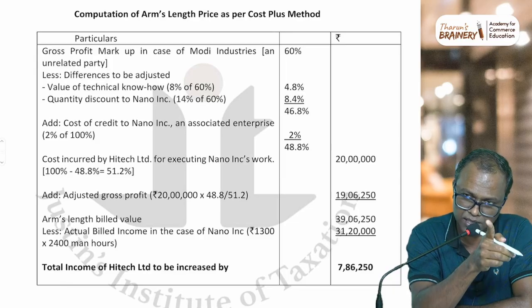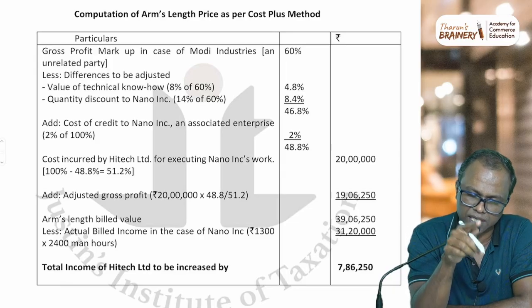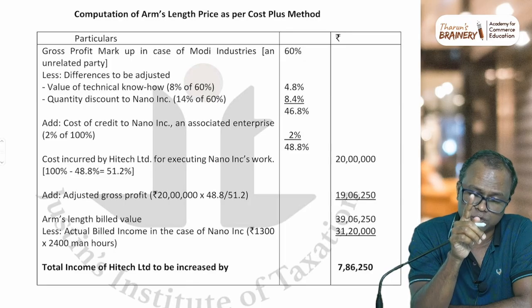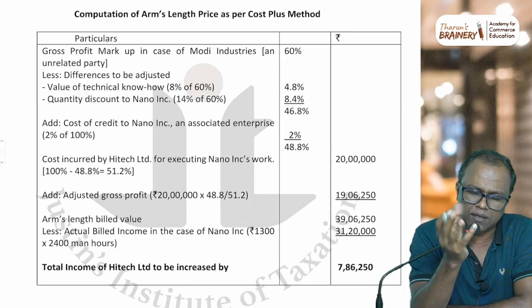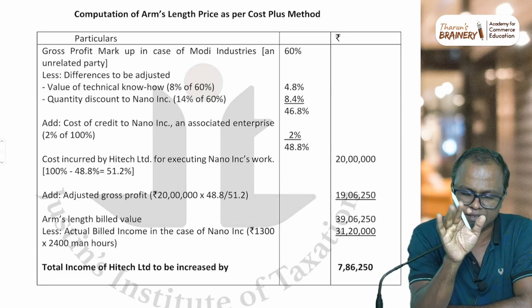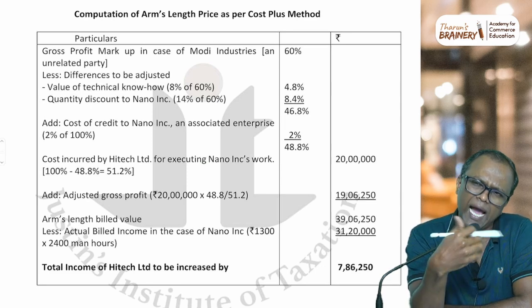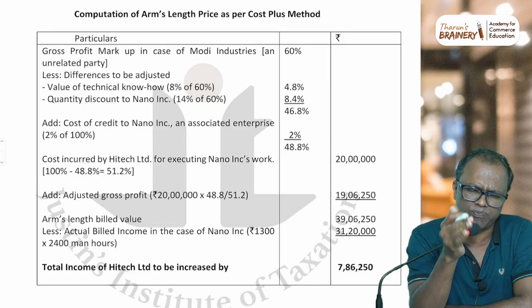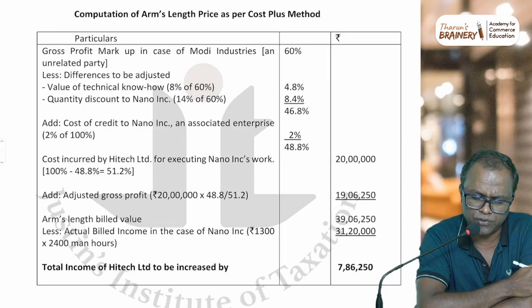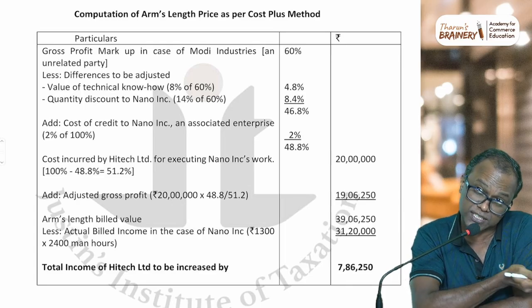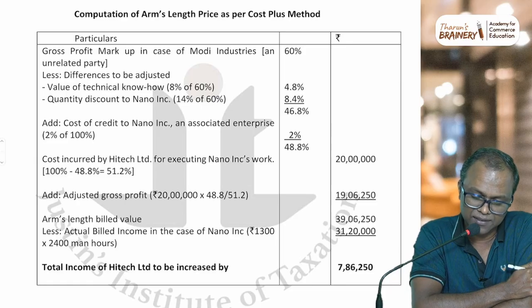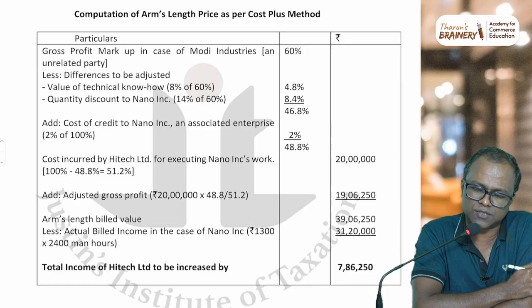Because it is on sales, this 48.8% on sales is the arm's length margin to be billed. Okay. So now we can straight away compute the arm's length price. Simple. This arm's length margin should be added on the actual cost of providing goods or services. That is given in the question, 20 lakhs. So 20 lakhs is the cost. So we need 48.8% margin on sales. So that means sales is 100, and this 20 lakhs is sales minus margin. That is, 48.8 is the margin.